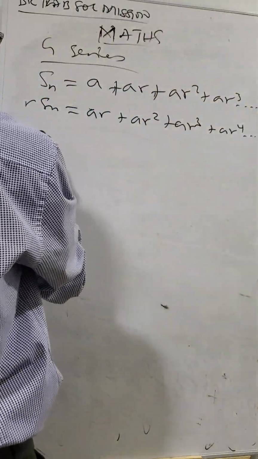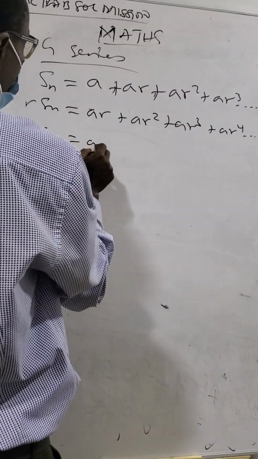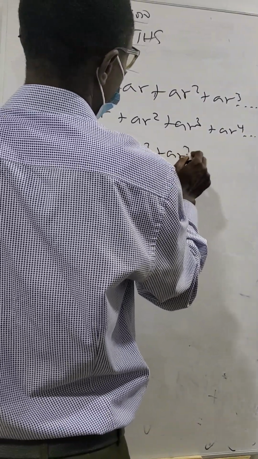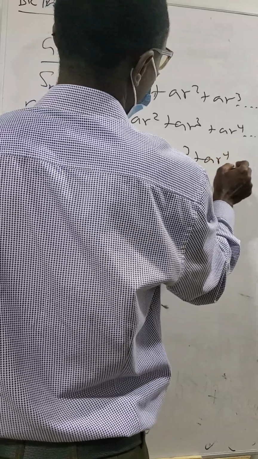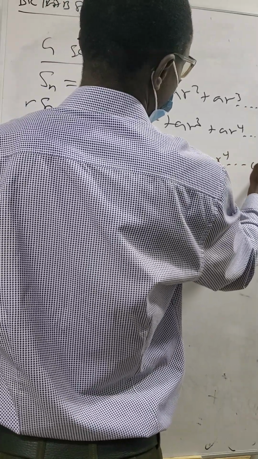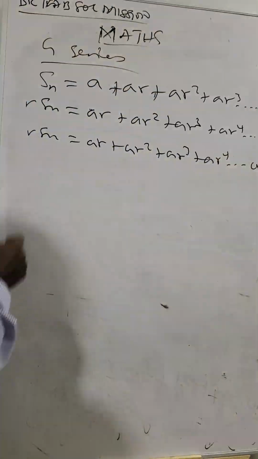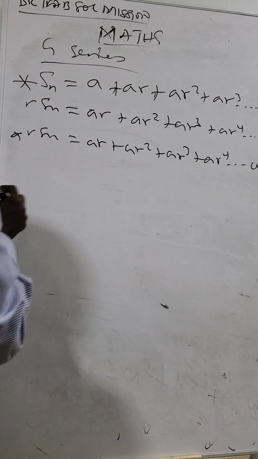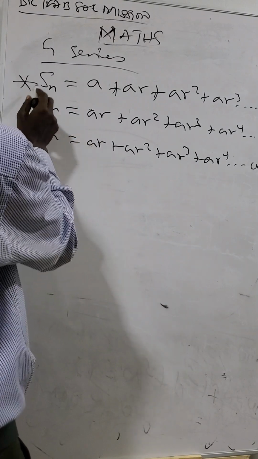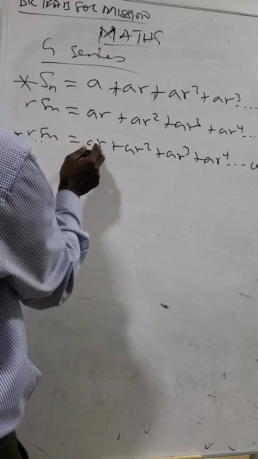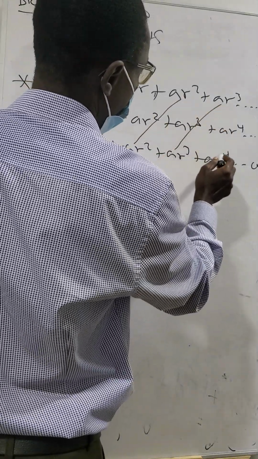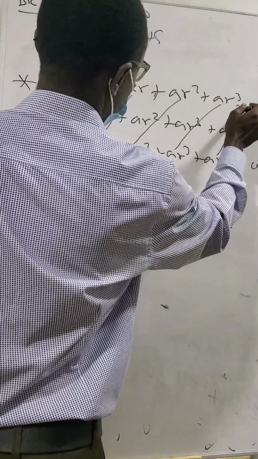And this is going to give us r Sn is equal to ar plus ar squared plus ar cubed plus ar to the power 4, and then ar to the power n. Now, if you look at this expression here and this expression here, you realize that if you subtract this one from that, this corresponds to that, this corresponds to that, this corresponds to that. Of course, this will correspond to a number here.